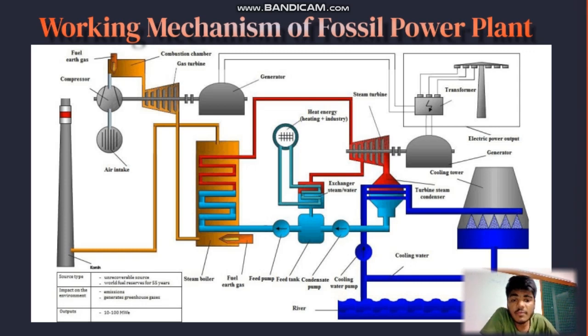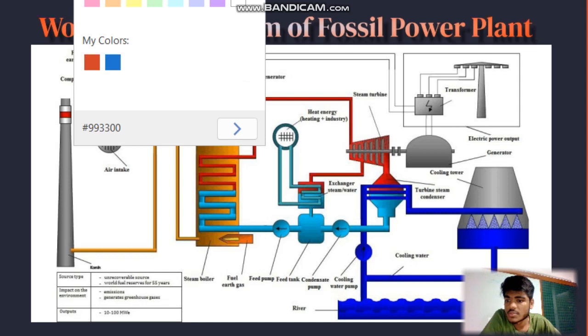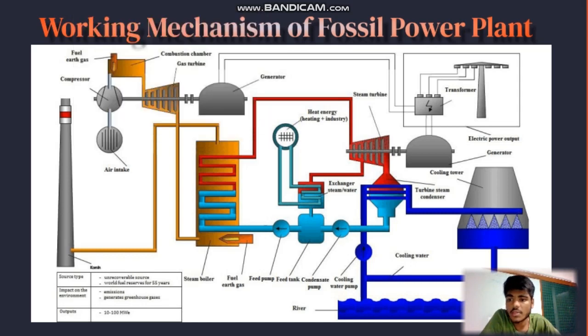The working mechanism involves several key components that work together to produce electricity, as mentioned here. Let me first explain one by one by annotating. Here, first is the air intake. The air intake process begins with air being drawn into the power plant through an air intake. This air is needed for the combustion process.